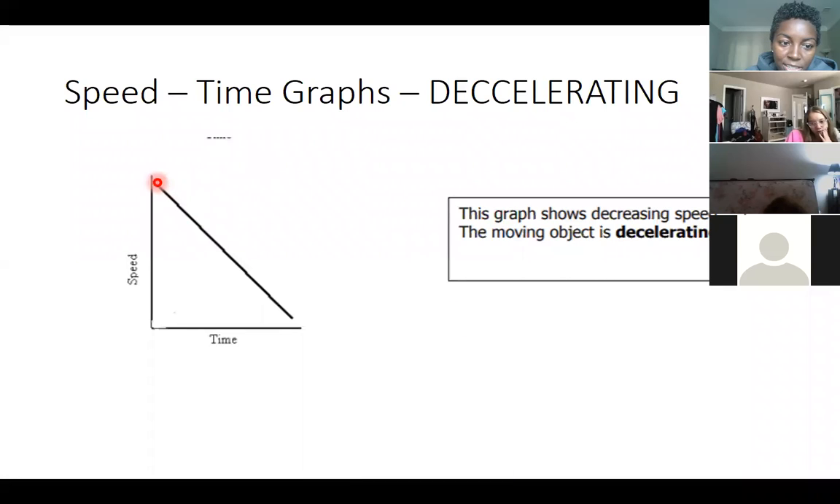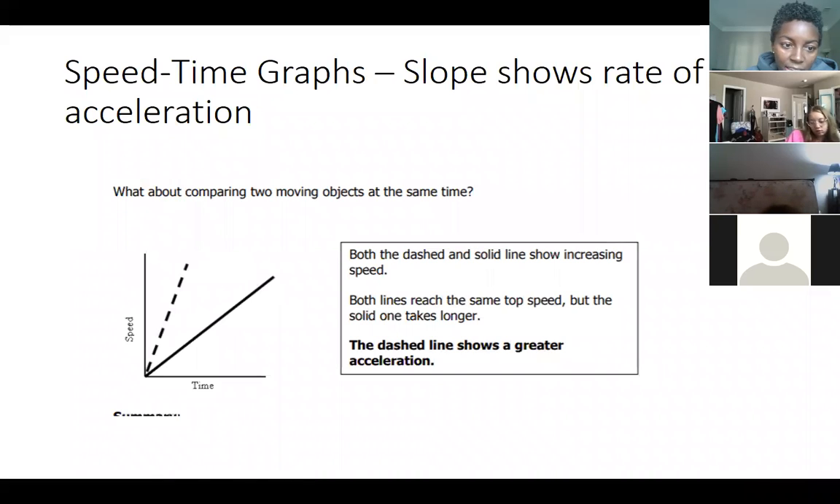On this one, it is decelerating. It is slowing down, okay? So on this one, we're slowing down, decreasing in speed or decelerating. Okay, again, this is speed, right? And then let's see what this one is, all right?